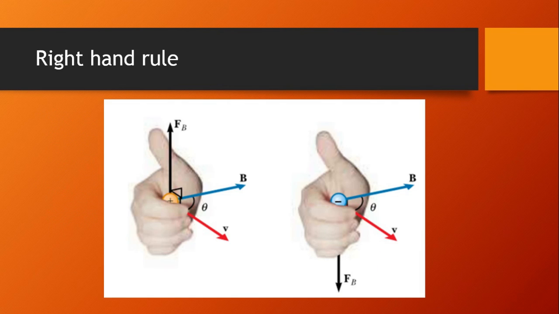The right-hand rule for determining the direction of the magnetic force F_B acting on a particle with charge q moving with velocity v in the magnetic field B. The direction of v cross B is the direction in which the thumb points. If q is positive, F_B is upward. If q is negative, F_B is downward, anti-parallel to the direction in which the thumb points.